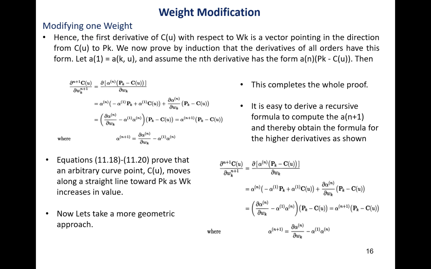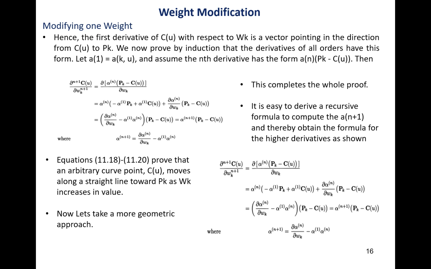It is easy to derive the recursive formula to compute alpha n plus 1 and thereby obtain the formula for the higher derivatives as shown below, where we get alpha n plus 1 equal to the derivative with respect to Wk of alpha n minus alpha 1 into alpha n. So both equations prove that an arbitrary curve point C(u) moves along a straight line towards Pk as Wk increases in value.